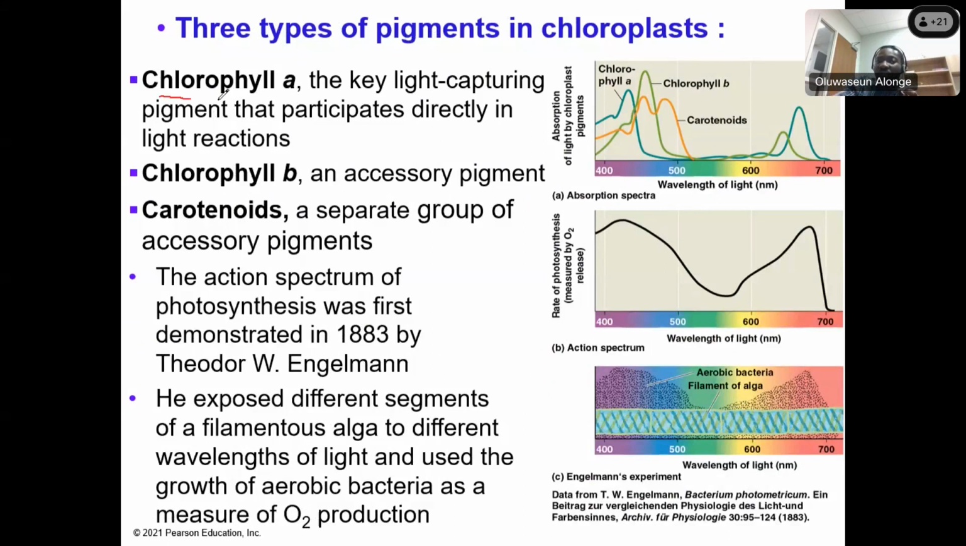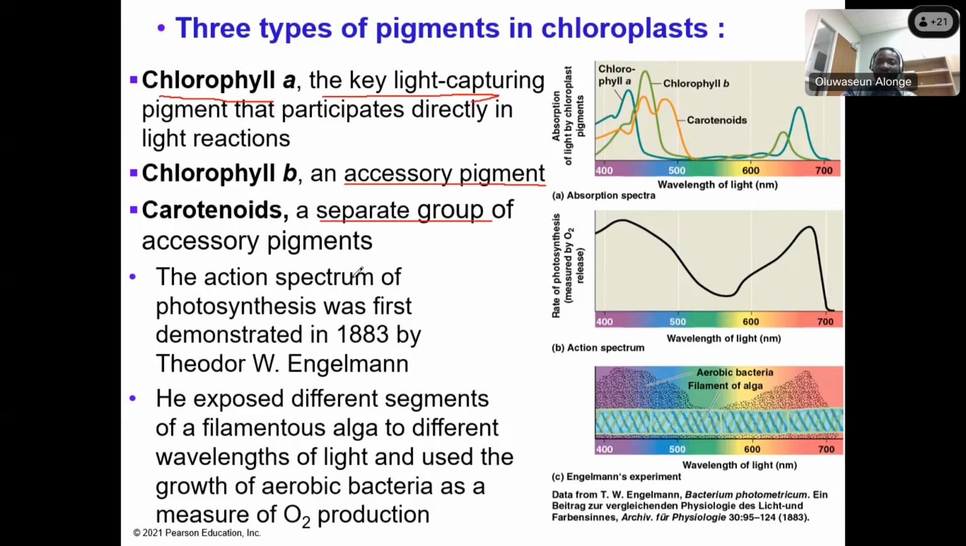The chlorophyll that is actually involved in the light reaction. So we say that the key light capturing pigment that participates directly in the light reaction is chlorophyll A. Chlorophyll B is an accessory pigment. It just supports. Then we have carotenoids, which are a group of accessory pigments as well.